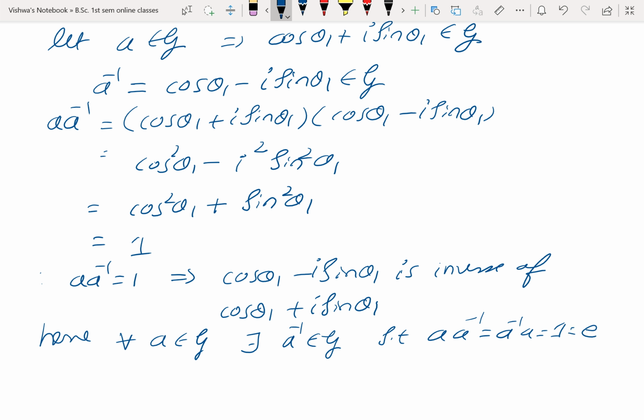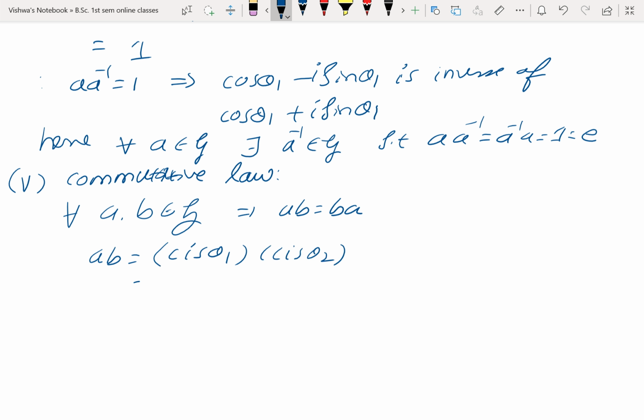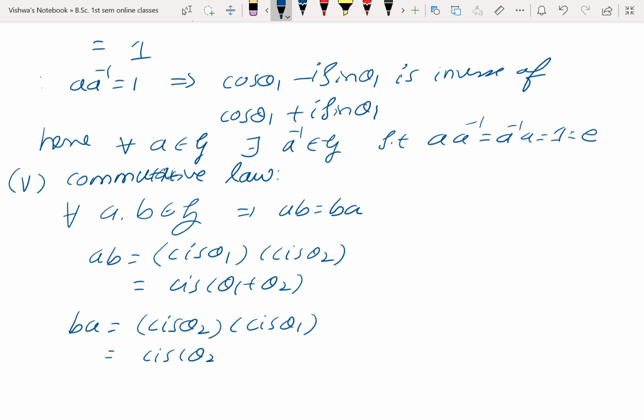Then finally we need to conclude with the commutative law, that is the last property to say that the given group is abelian. So commutative law. Here for all A, B belongs to G, we must satisfy AB is equal to BA. So now AB is equal to cis theta 1 into cis theta 2. Already in the closure law we have proved this is equal to cis theta 1 plus theta 2. Then BA: B is cis theta 2 and A is cis theta 1, which is equal to cis theta 2 plus theta 1.